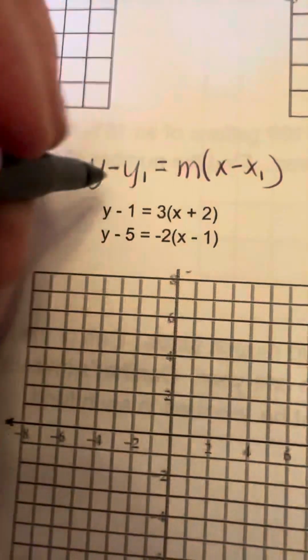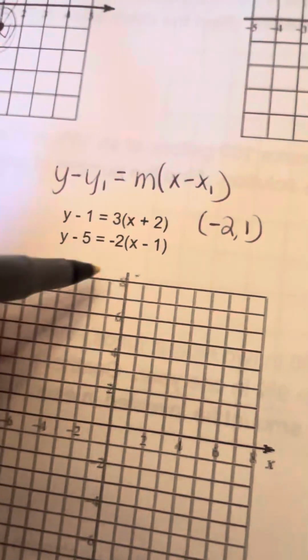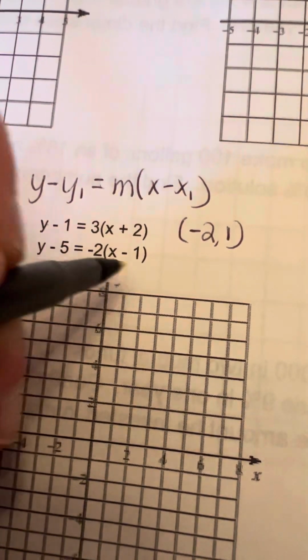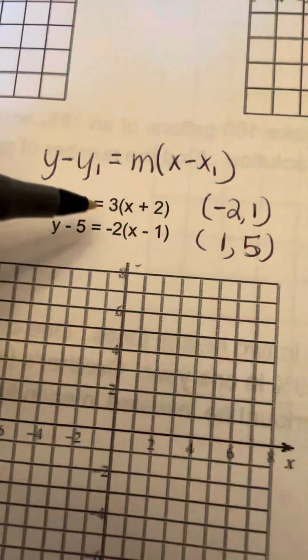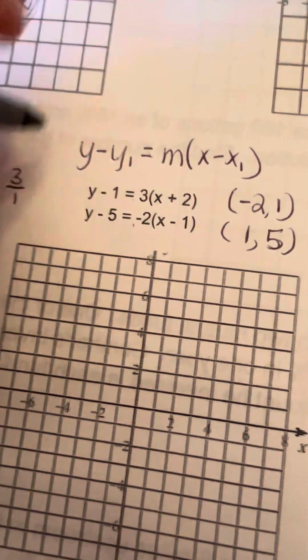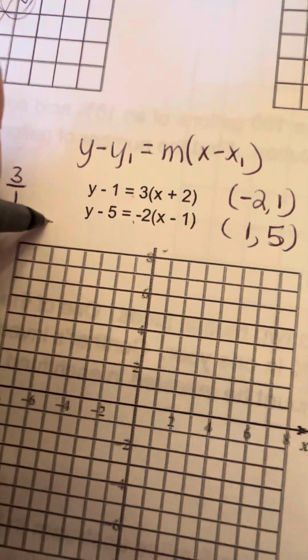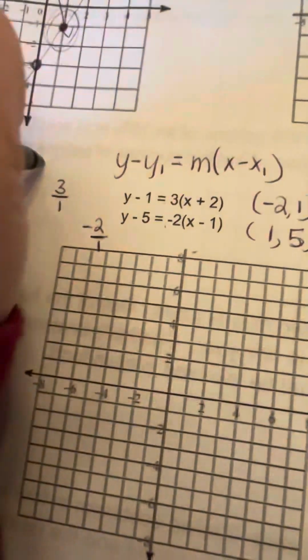So my point for the first one is a -2 and a +1. The other one has a negative minus a minus, like for both minus. So that means that this is going to be a +1, and then this point is a +5. Now once you've figured out what your points are, you've got your slopes here. So my slope for this one, since it's not a fraction, is 3/1. And this one right here is a -2, and it's not a fraction, so you're going to do that over 1 as well. So those are your slopes.